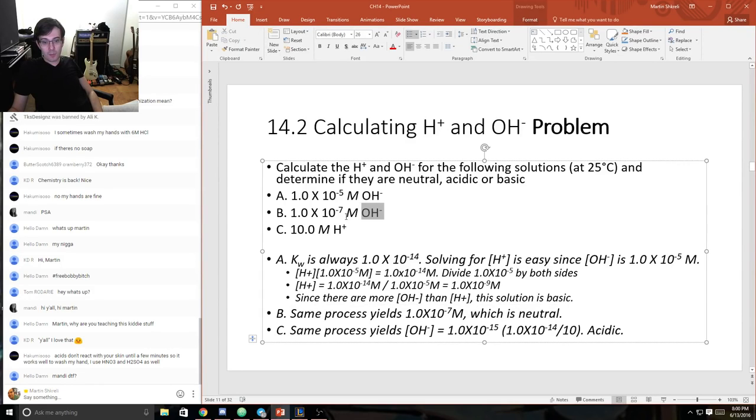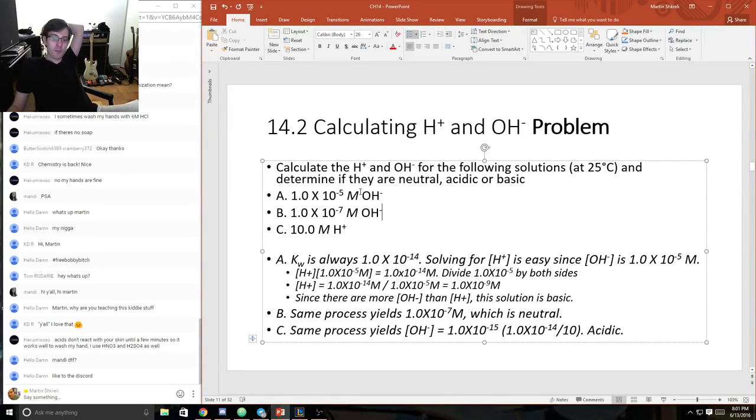Alright, so we're going to do the same process here in the B, and what's interesting is that, since it has to equal 14, we're going to find very quickly using the same math, and we don't even have to do the math, but you can certainly jot it down if you'd like, that it's actually the same amount. We have 1.0 times 10 to the negative 7th molar hydroxide, we have 1.0 times 10 to the negative 7th molar protons, or hydrogen ions. So this is a neutral solution.